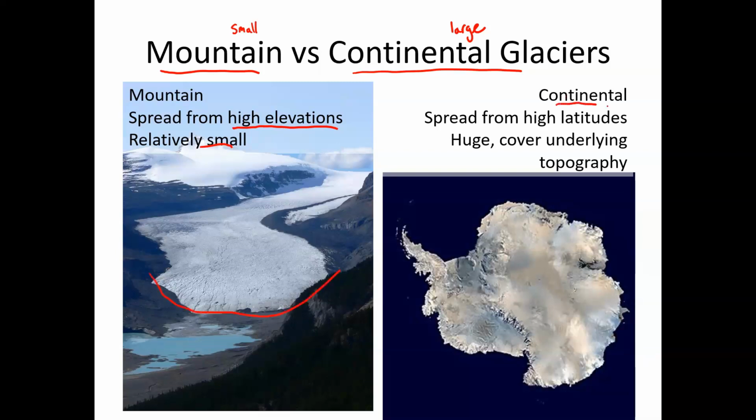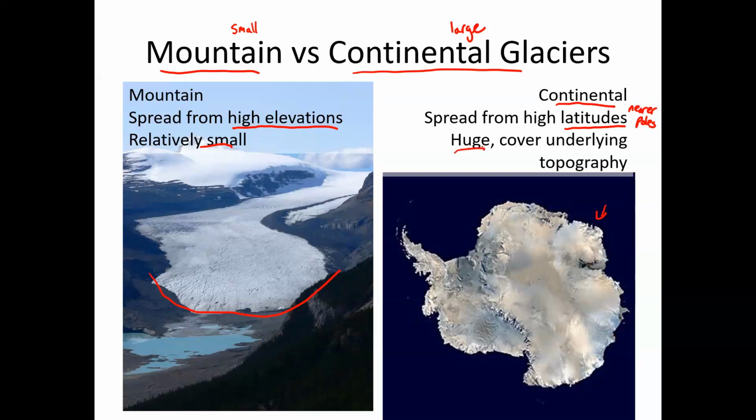In contrast, continental glaciers, like the Antarctic continental glacier that we have on Earth's surface right now, they don't spread from high elevations, they spread from high latitudes, that's places near the poles. So we have one in Antarctica, we have one in Greenland also right now. Those are the two continental glaciers that we have on Earth's surface at the moment.